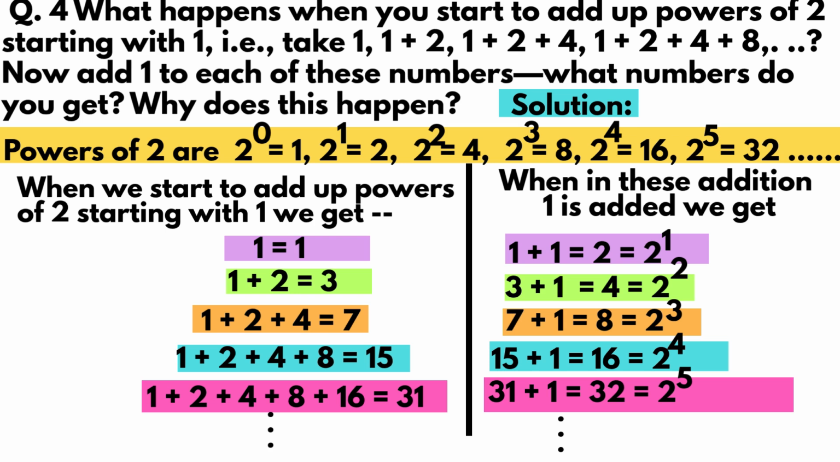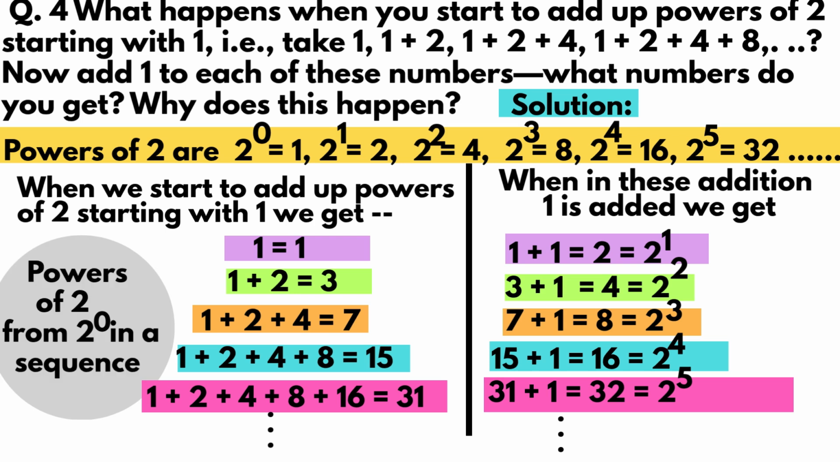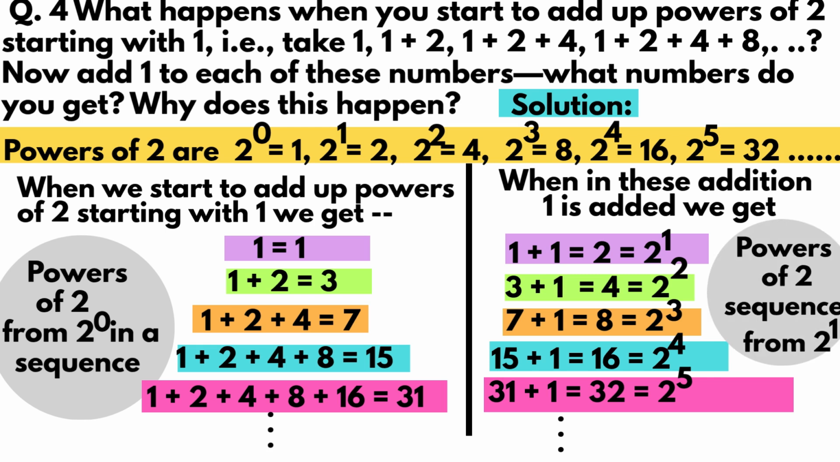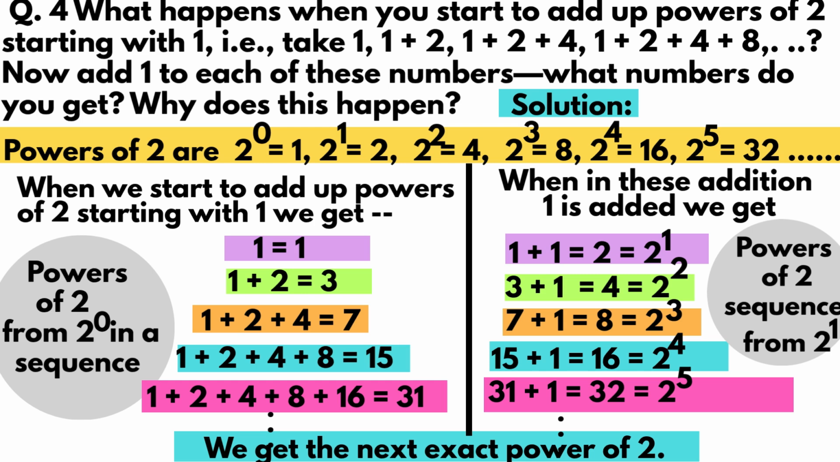Thus, when we add powers of 2 starting from 2 raised to 0 in a sequence and then add 1 to this addition, we get the powers of 2 sequence starting with 2 raised to 1 and so on. Thus, we get the next exact power of 2.